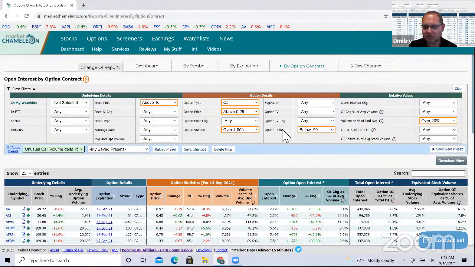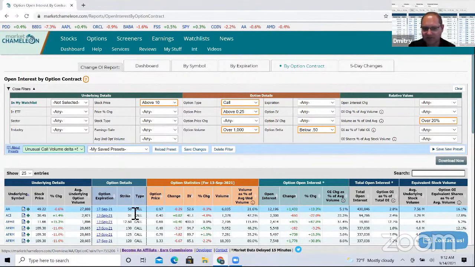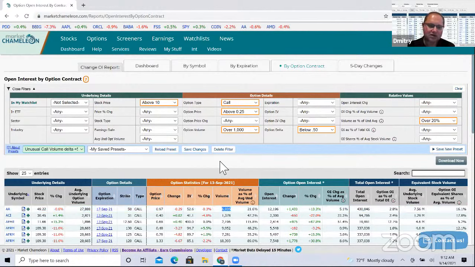All right. The delta filter is right here, 50 delta. And this is the filter that's looking for something unusual. What it's saying is, I'm taking a look at the volume in the contract, right? So here in AA, I see the September 17th 50 call. The volume was 6,000. How do I know that's high or low? Is that unusual? Is that normal? So I have to compare it to something. I need to make it a relative value.